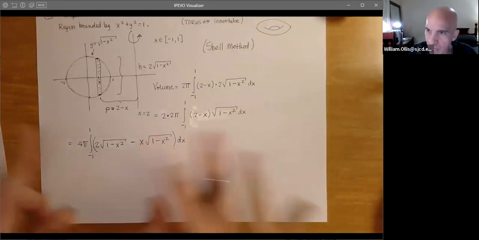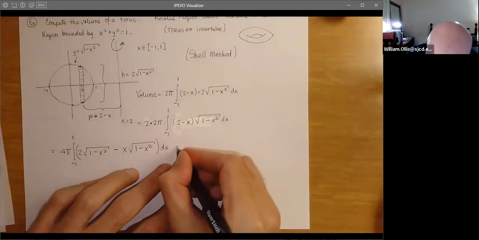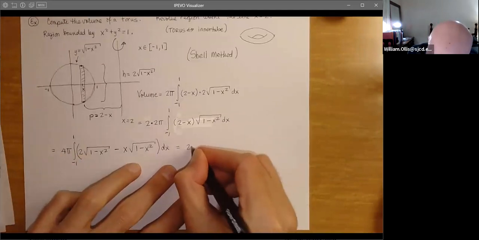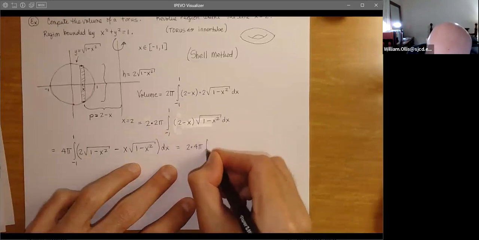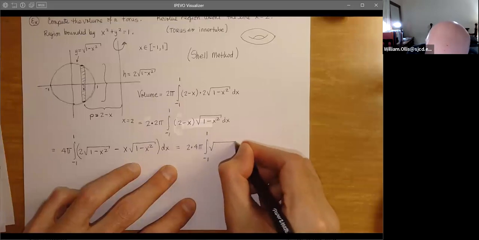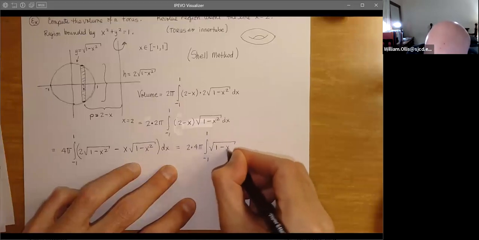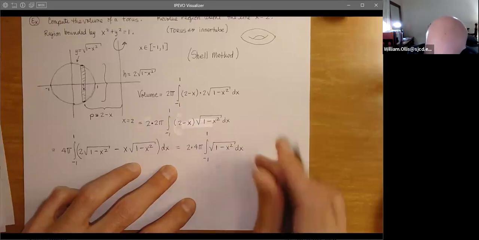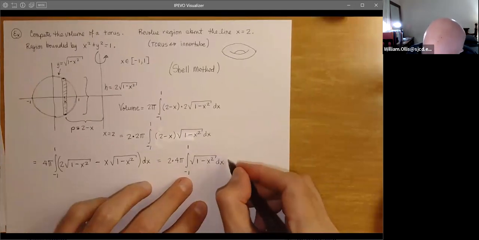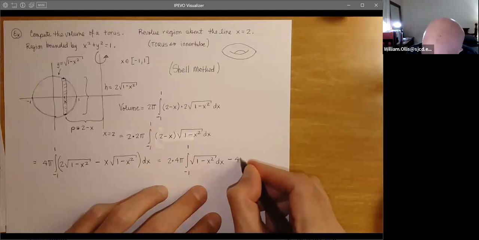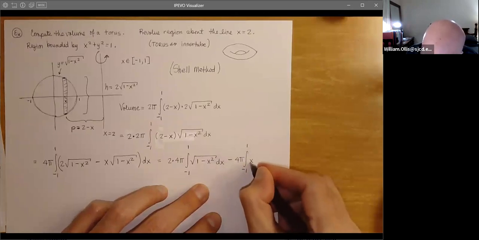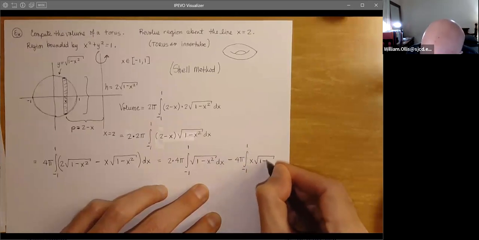Okay, now we can break this up into 2 pieces. So notice we have the 2 here. So we'll have the 2 times the 4, 2 times 4 pi, integral from -1 to 1, square root 1 minus x squared. That's where we're going to use some geometry. And then for the last one, we have 4 pi, and of course we have the negative here, so we'll factor the negative. So this will be minus 4 pi integral -1 to 1 x square root 1 minus x squared dx.